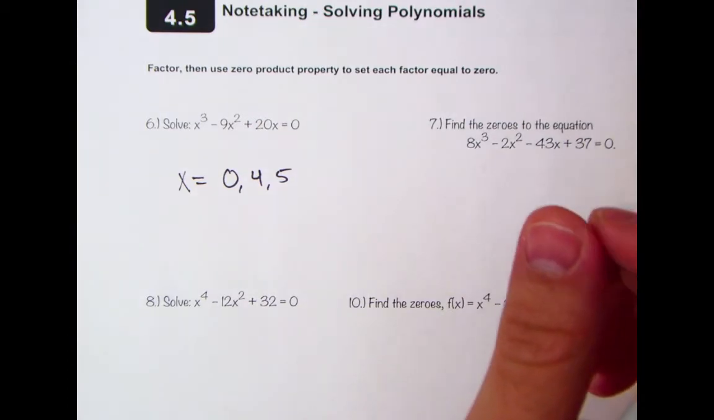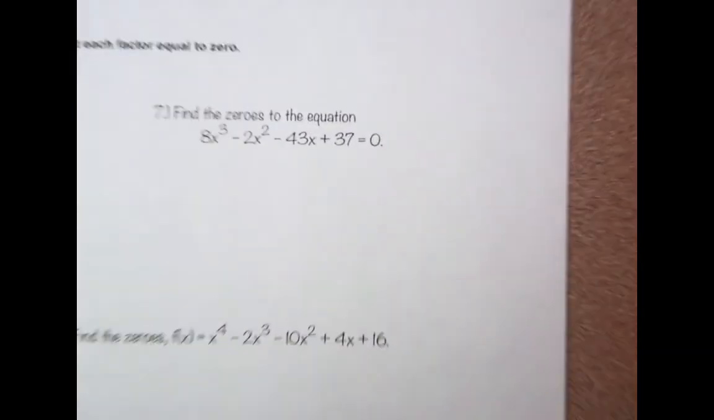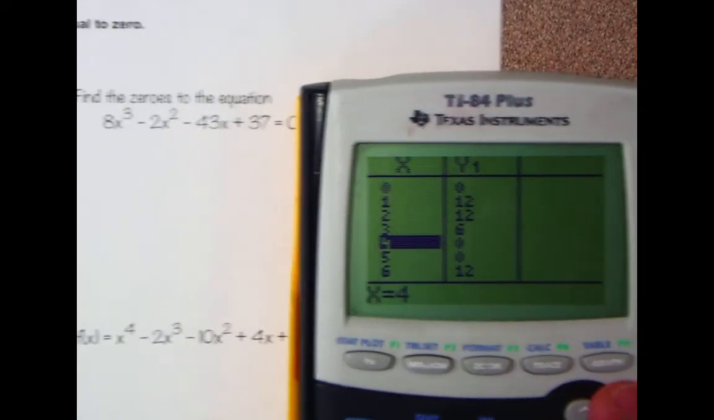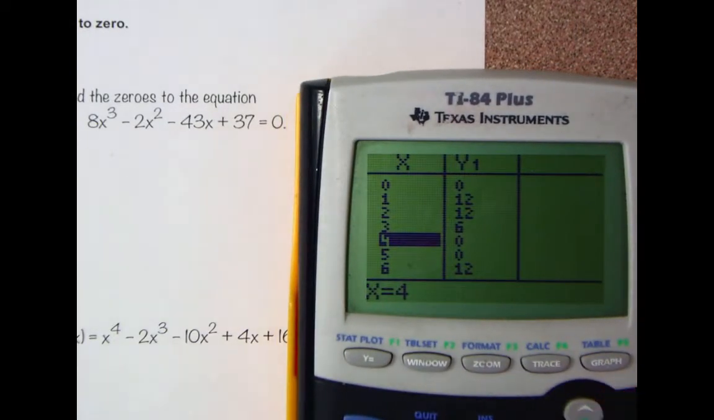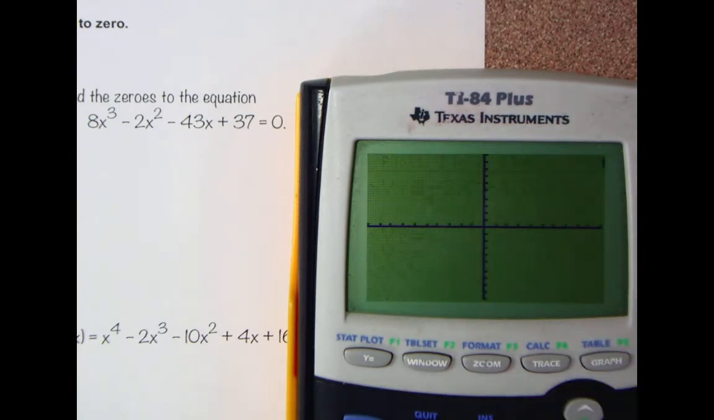Well, that's only one problem, so let's look at a different one. Again, I'm going to place this into my graphing calculator. Let me slide this over so we have room to see everything. Go to y equals, and I'm going to put this in. So I have 8x to the third minus 2x squared minus 43x plus 37. I should have everything in there, and we hit graph.